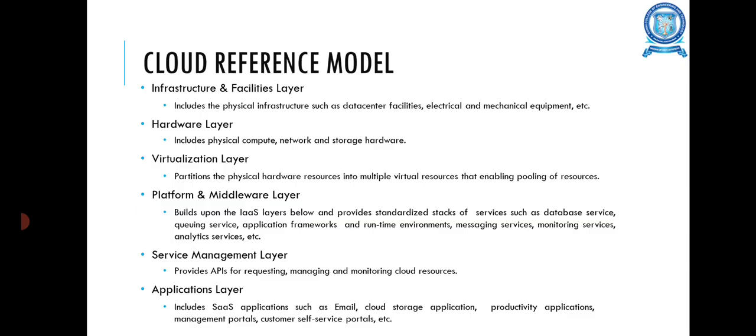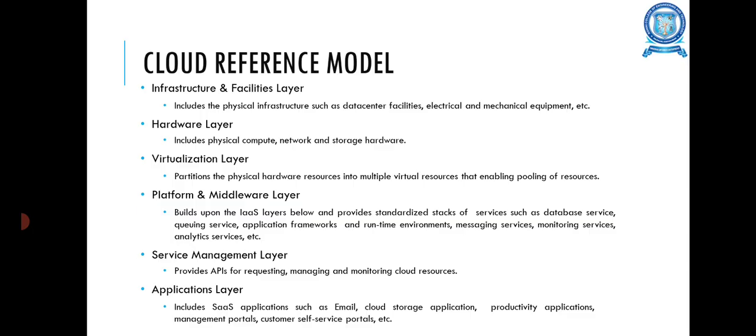In the cloud reference model, there are several layers. First one is the infrastructure and facilities layer. It includes the physical infrastructure such as data center facilities, electrical and mechanical. The next layer is the hardware layer. It includes the physical compute, network and storage hardware. Next one is the virtualization layer that partitions the physical hardware resources into multiple various resources.